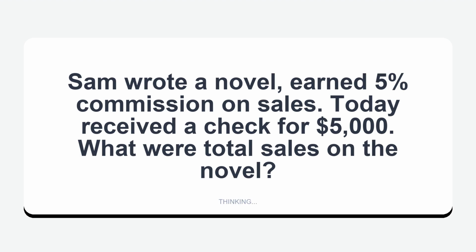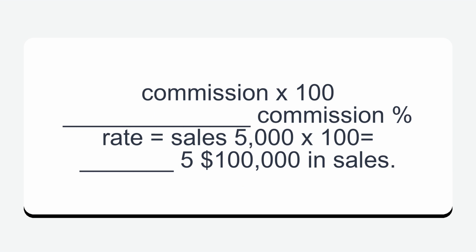Sam wrote a novel and earned 5% commission on sales. Today he received a check for $5,000. What were total sales on the novel? Commission x 100 divided by commission percent rate equals sales. 5,000 x 100 divided by 5 equals $100,000 in sales.